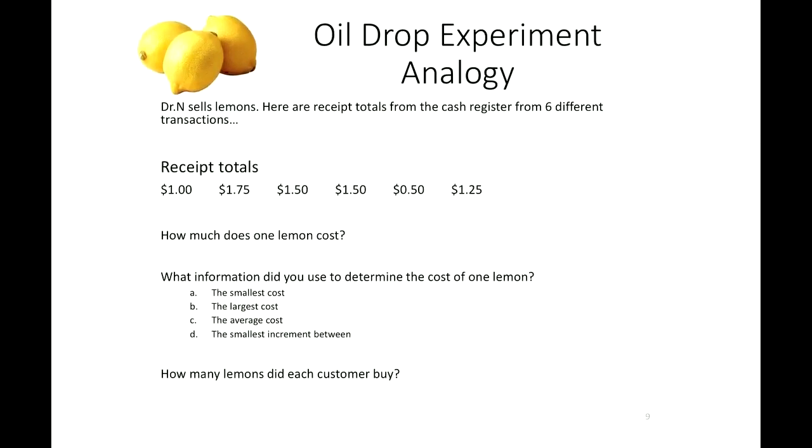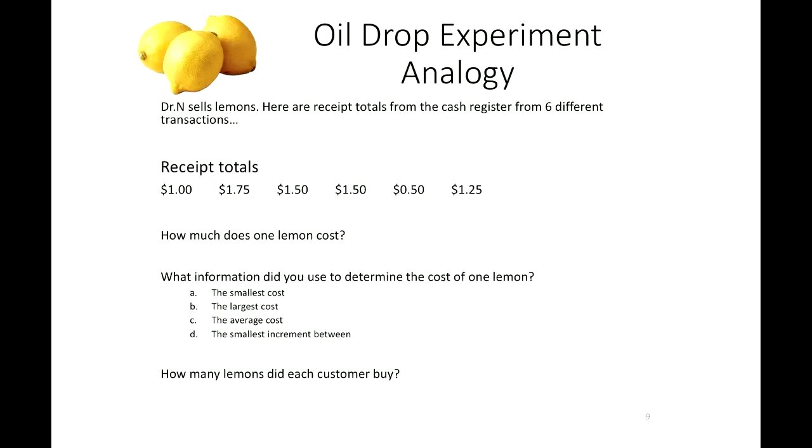So let me show you in an analogy, because this topic is always hard for students. Pretend I sell lemons and I have a really poor business model. I don't know how much my lemons cost, and I don't know how many I sell. But you are tasked to figure out how much my lemons cost and how many I sell, just based upon the receipt totals from the cash register. So these are 6 customers that came in, bought lemons for me, but all you see are the totals. Can you, using your brilliant chemistry minds, determine how much my lemons cost?